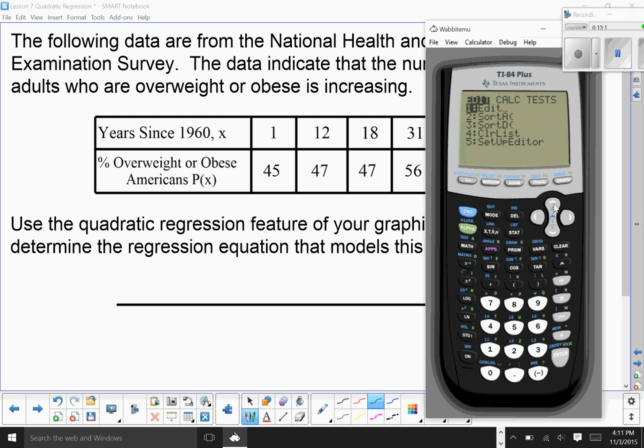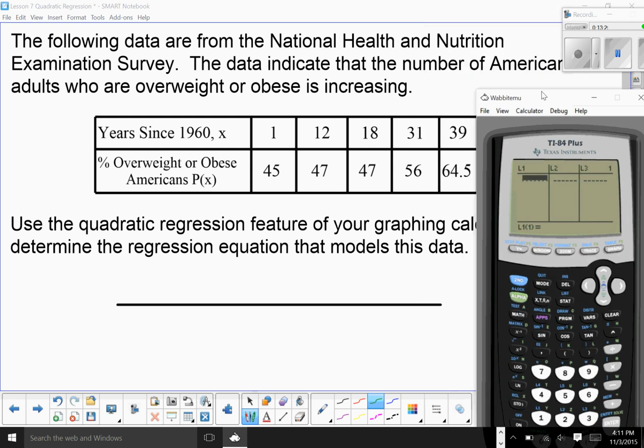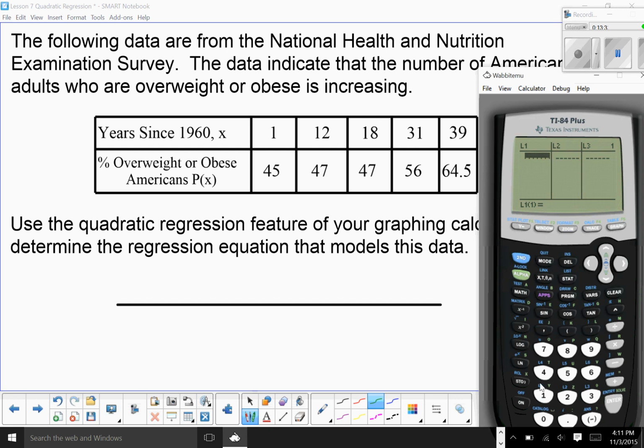Here we are. We're going to edit our lists. We're going to go up first and clear each list. And then we're going to enter our data. So for here, we have years 1, 12, 18, 31, and 39. Going to go with those data, we have 45, we have 47, 47 again, 56, and 64.5.